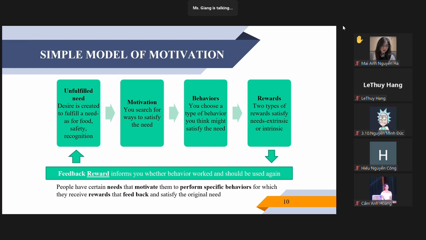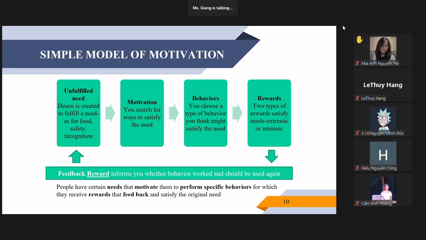So, you will see that people have certain needs that motivate them to perform specific behaviors for which they receive rewards that feed back and satisfy the original need. So, let's track your unfulfilled need. And when you have the need, you will have the motivation. That motivation pushes you to behave in some specific way, and it gives you the reward.